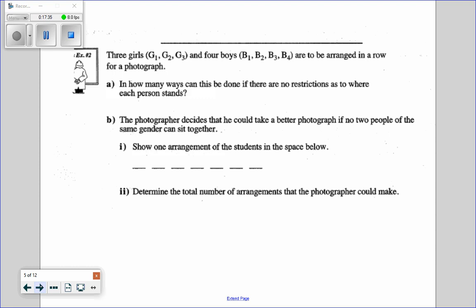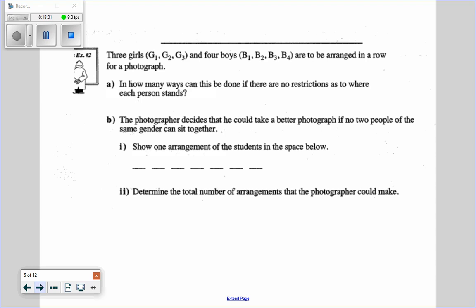Okay, so here's another scenario that we haven't done before. 3 girls, G1, G2, G3, and 4 boys, 1, 2, 3, 4, are to be arranged in a row for photographs. So again, they're arranged. So this is a permutation. In how many ways can this be done if there's no restrictions as to who stands where?